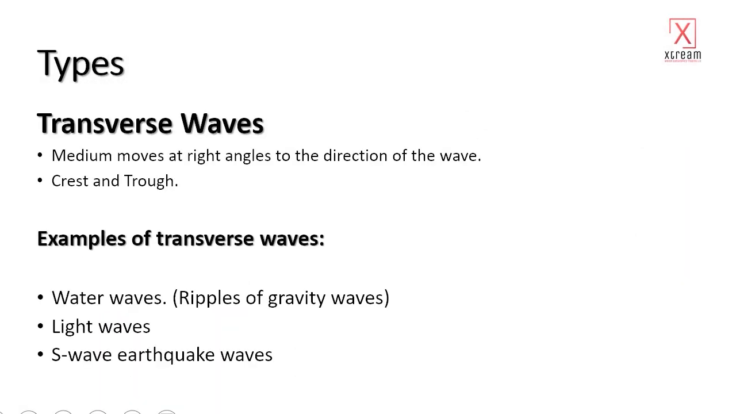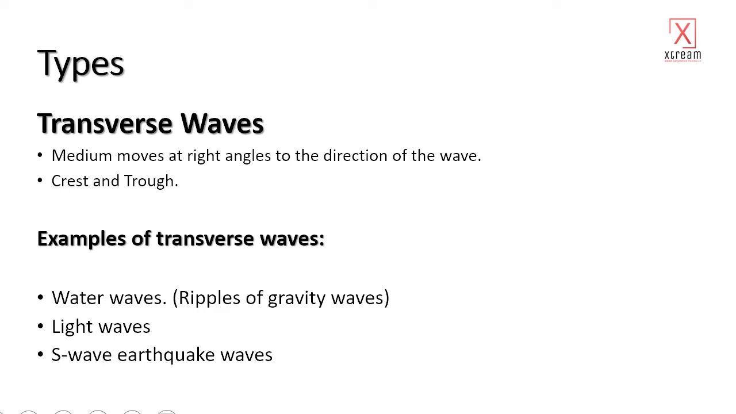Now, as we have become somehow familiar with the waves, there are certain types of waves. We can distinguish these waves from each other in terms of their propagation and their characteristics. So the first type of wave is the transverse waves. So what are transverse waves?